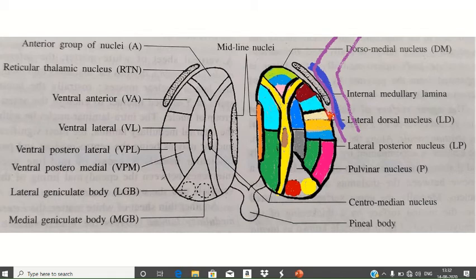So these are the external features of thalamus. In the next class we are going to discuss the connections of thalamus, and also the connections of the basal ganglia.